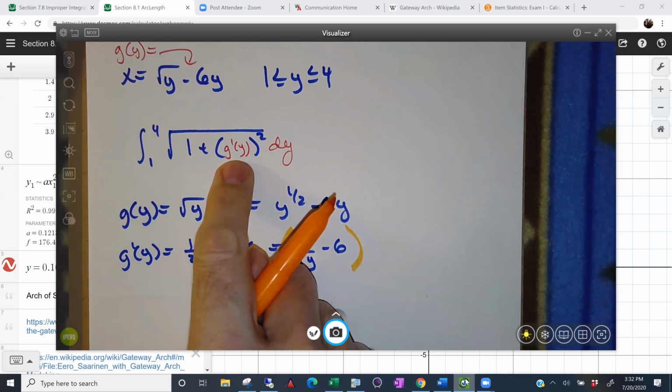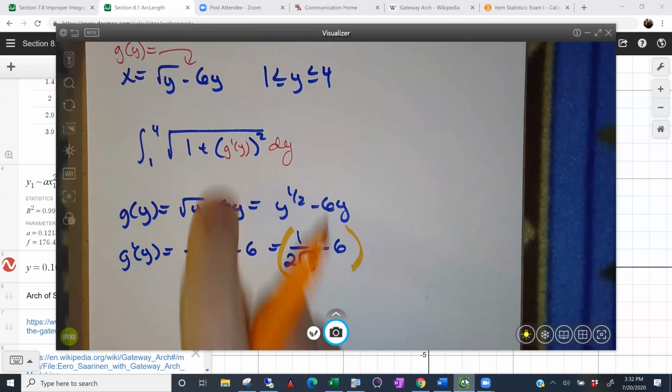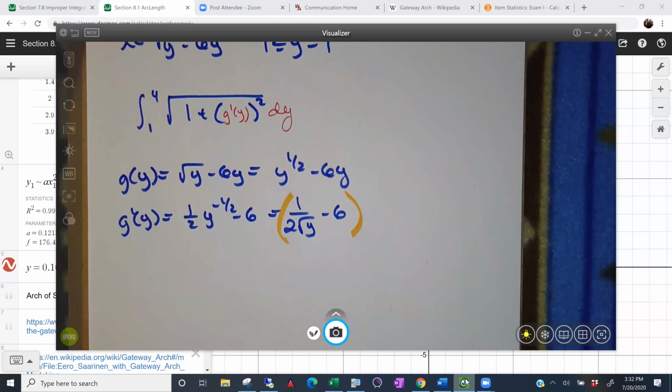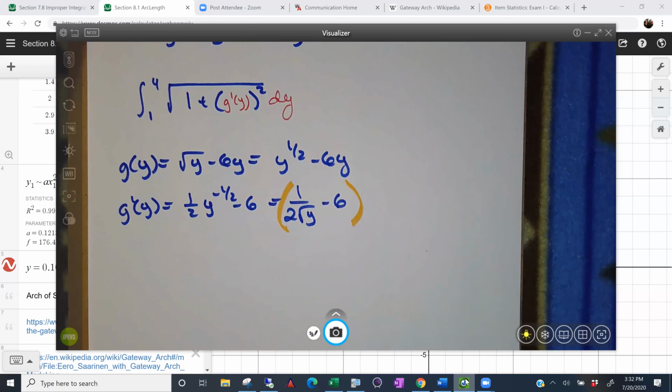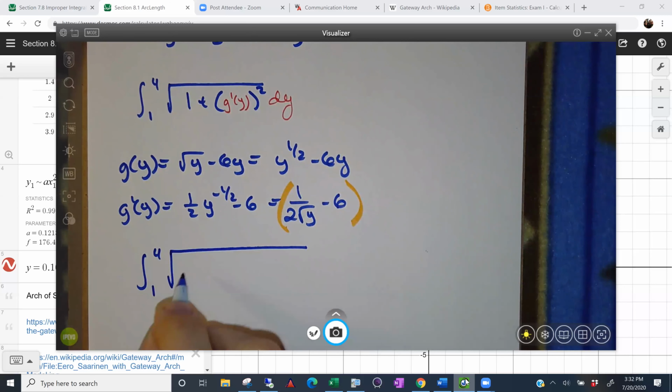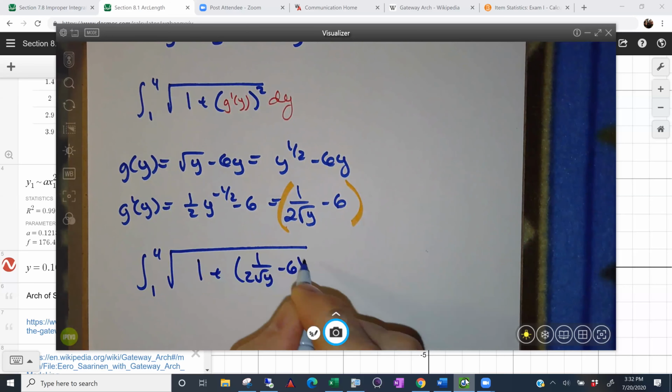We've got to take that expression and put it in here. So the hard work here was to actually calculate things and put them in the integral in the right way. So it's going to be the integral from 1 to 4 of the square root of 1 plus (1 over 2 square roots of y minus 6) squared dy.